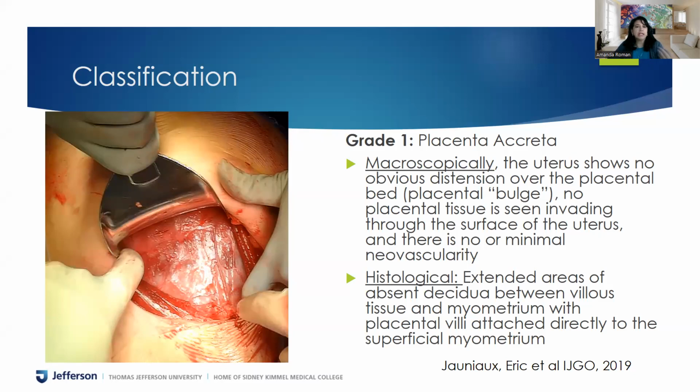When finally these specimens go to pathology, either a hysterectomy or a myometrial resection, they identify extended areas of absent decidua between the villous tissue and myometrium, with placental villi attached directly to the myometrium. So this is grade 1 placenta Accreta, easy to miss, looking completely normal when we're doing a routine cesarean section.